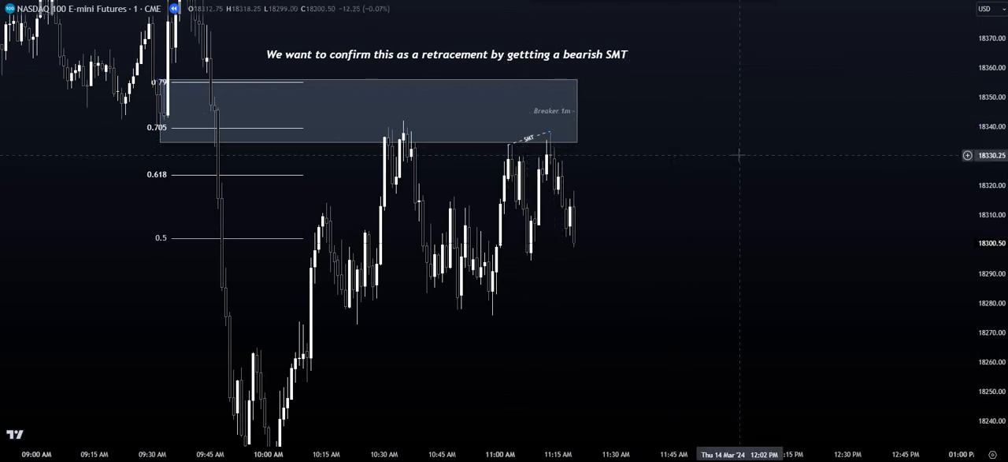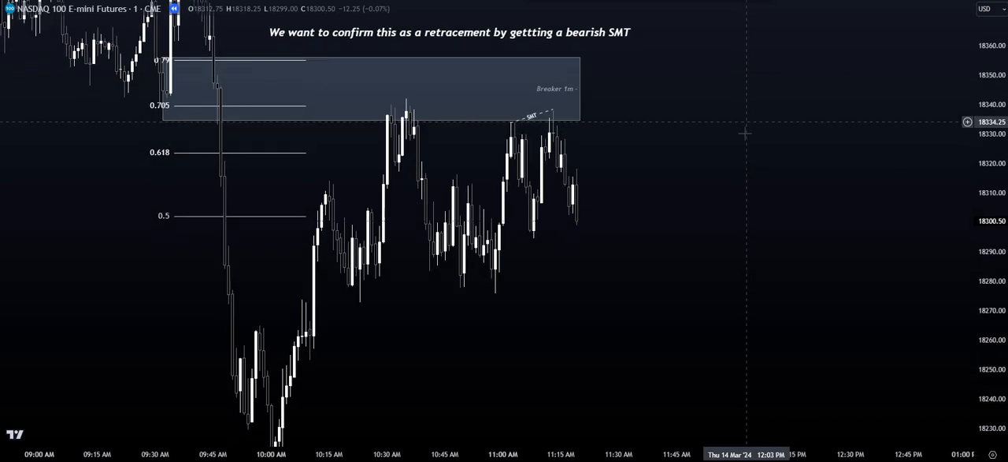Once we get that SMT, we are going to be looking for that 2022 model that I have taught you guys to use. Okay, so the 2022 model, right? And that is going to be liquidity sweep, market structure shift, fair value gap. That can be an inverse, that can be a BISI, that can be a SIBI, whatever. But since we're bearish, we're going to be looking for either a SIBI or a fair value gap, or an inverse fair value gap, sorry.